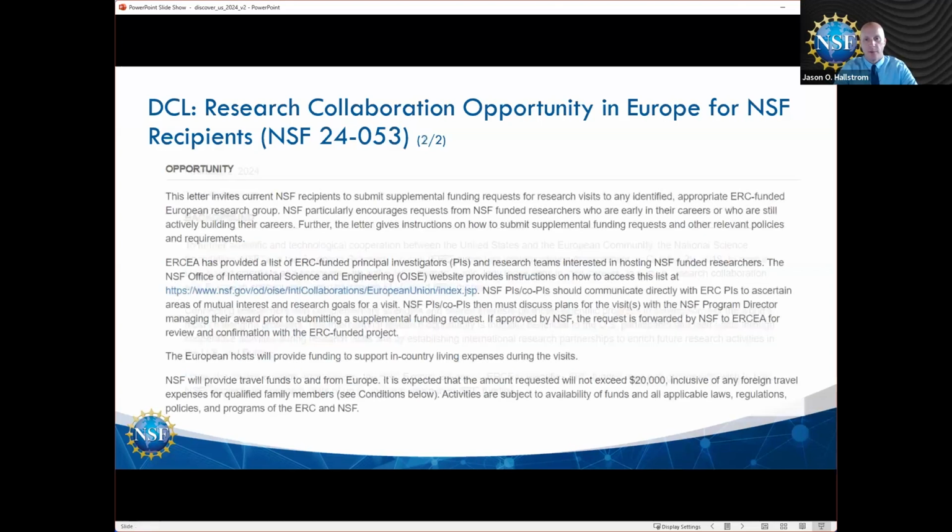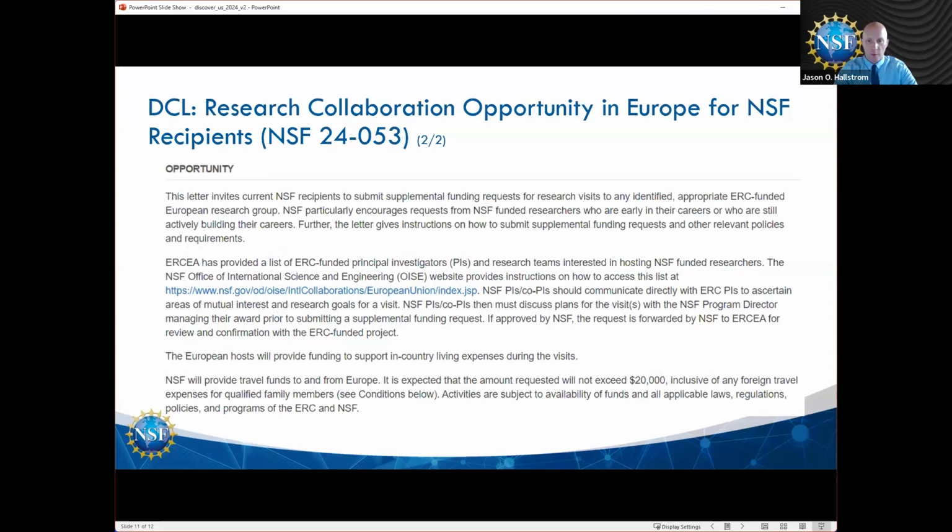Now, importantly, the European Commission has provided a list of ERC-funded principal investigators and research teams that have declared an interest in hosting NSF-funded researchers. And there are instructions at the link that's provided here for how you can access that list. So that's a list of folks in Europe who are excited by the opportunity to host US visitors.